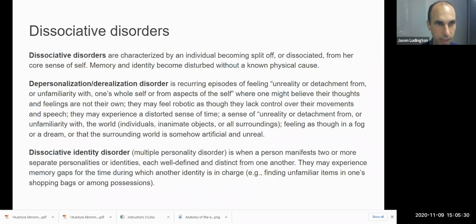Dissociative disorders. Here are some examples, but they are characterized as individuals becoming split off, dissociated from the core sense of self. Memory and identity become disturbed without a known physical cause. So if there is a known physical cause, then we know it's not a dissociative disorder, just based on how we define and diagnose by our criteria and our definitions.